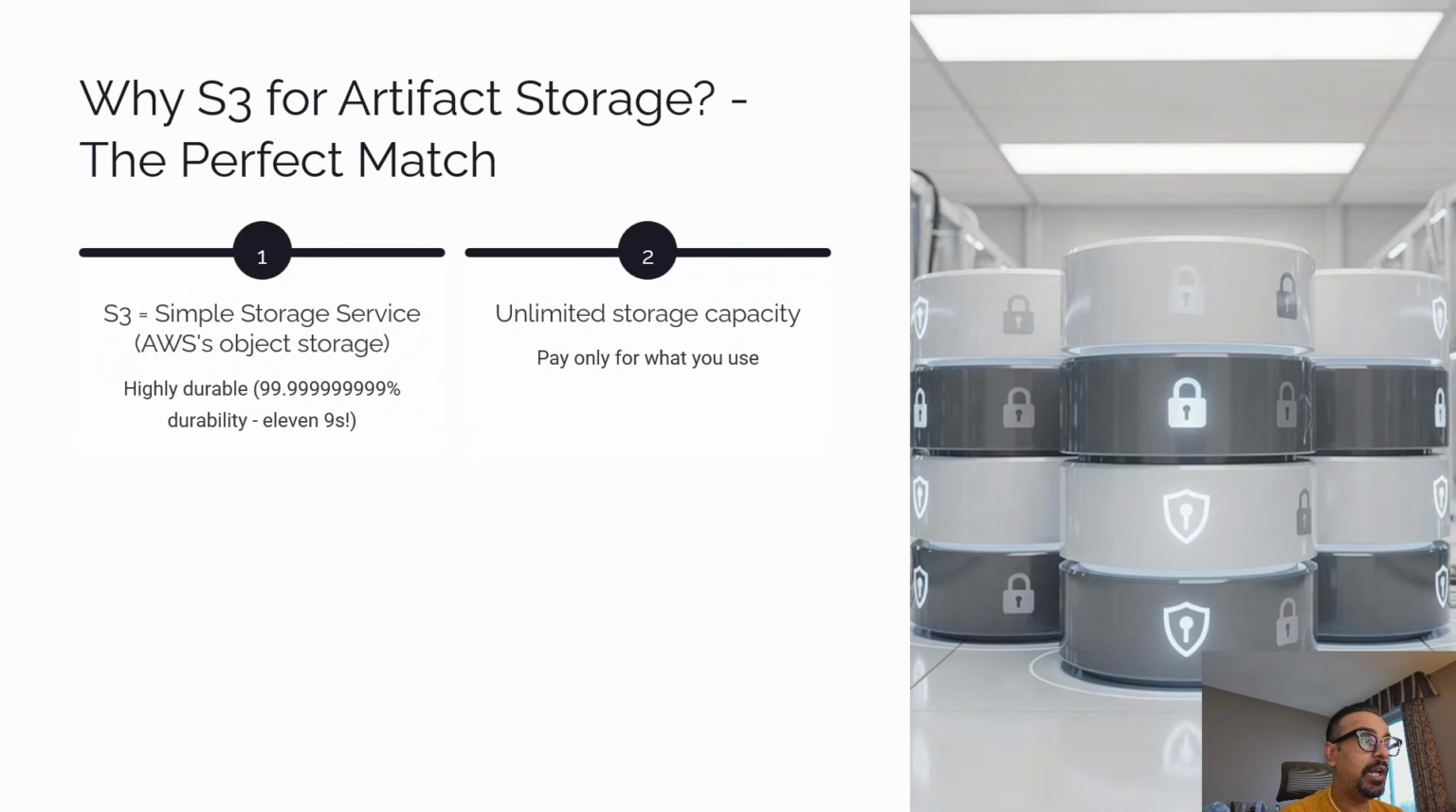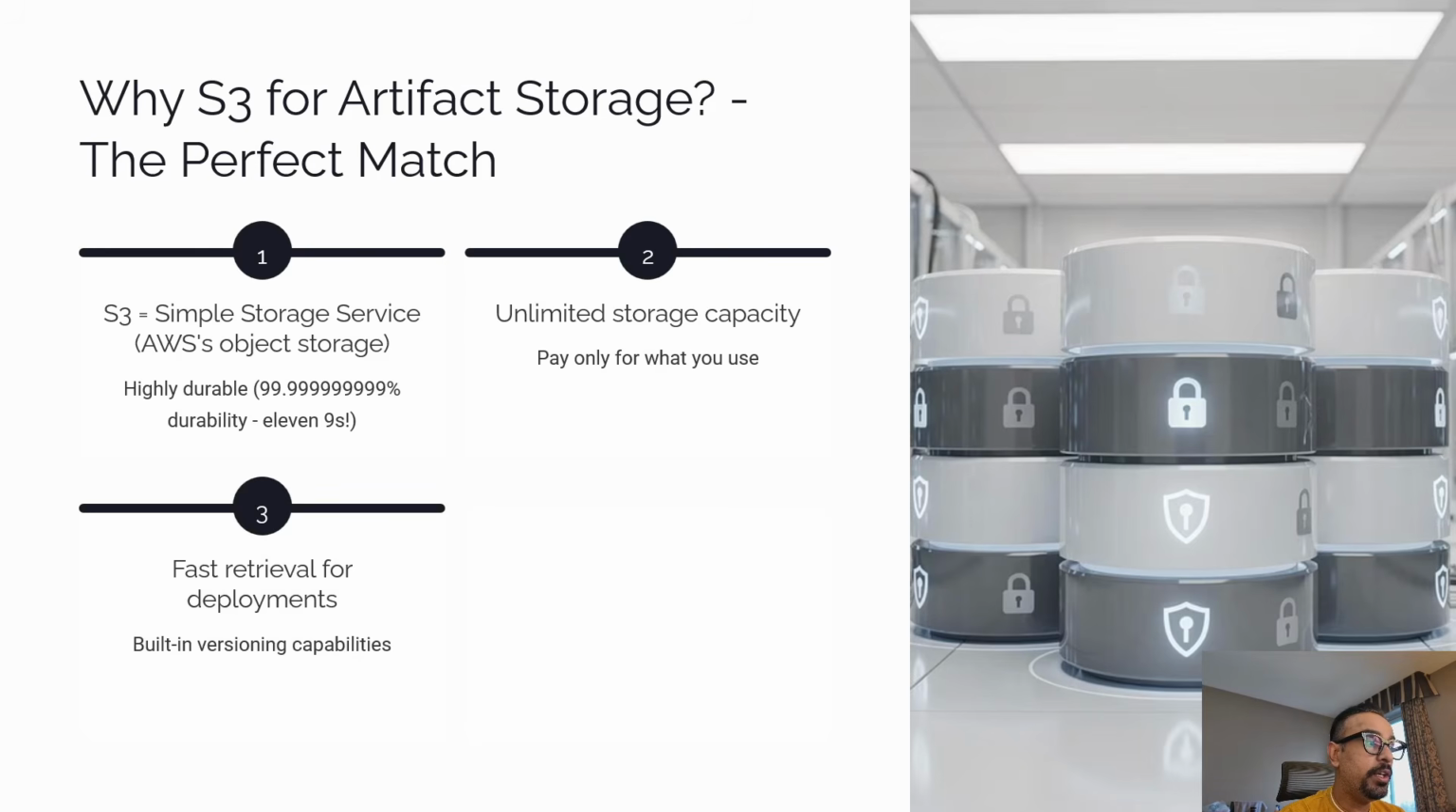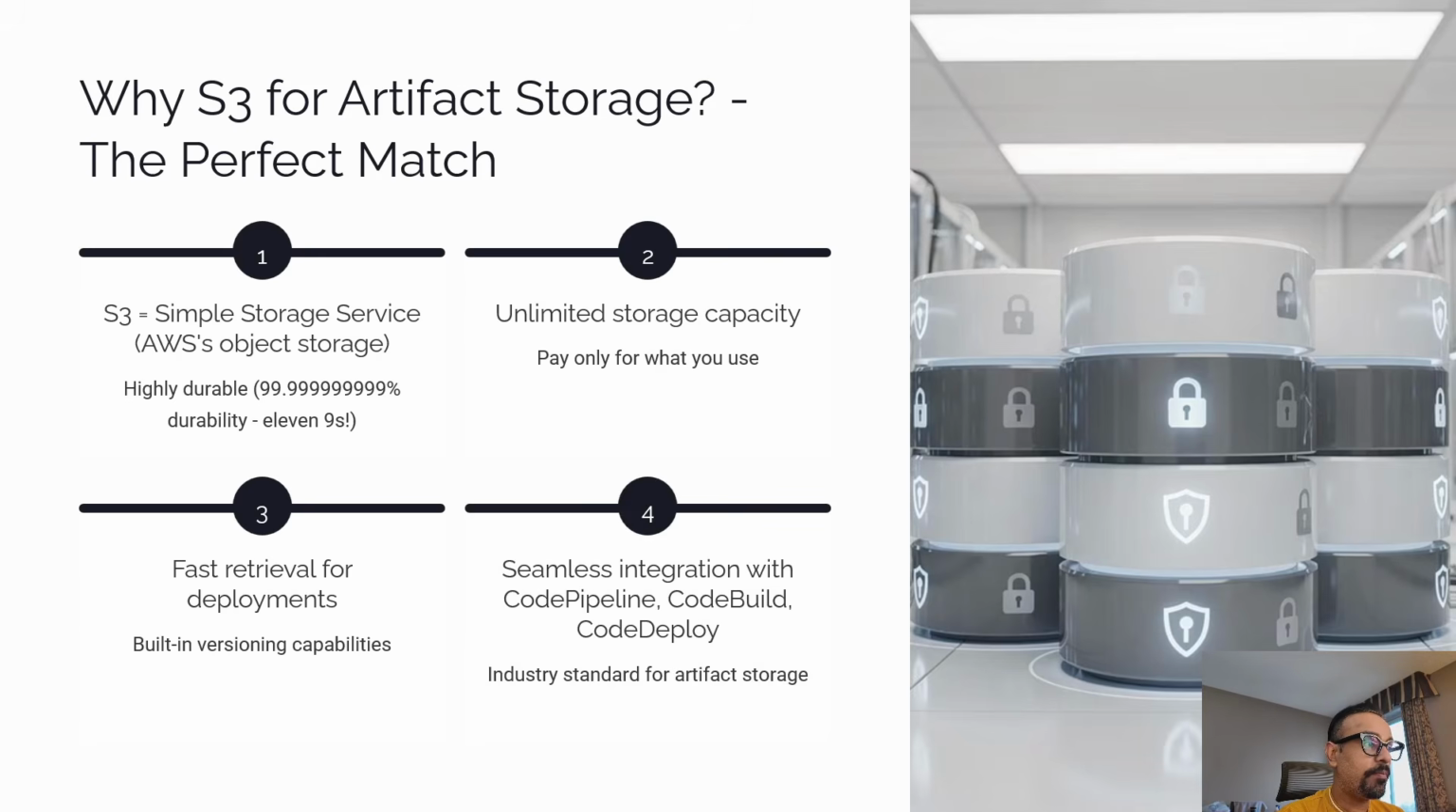Second, S3 has unlimited capacity. Store 10 artifacts or 10 million artifacts, S3 doesn't care. Third, you only pay for what you actually use. No need to pre-provision an EC2 instance, and no wasted capacity. Fourth, retrieval is fast. When CodeDeploy needs an artifact, it pulls from S3 in nanoseconds. Fifth, it has built-in versioning, which we will talk about shortly.